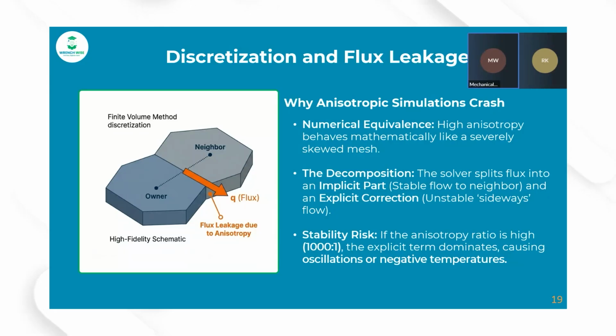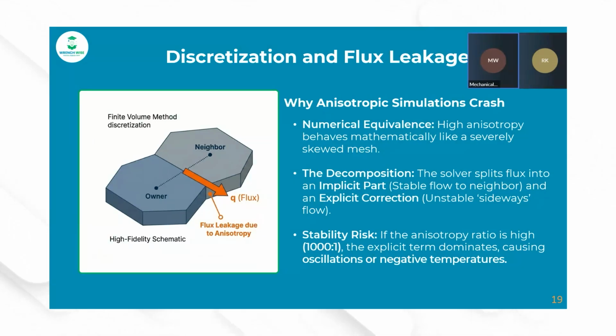So to calculate your heat flux between two neighboring cells here, the solver must perform a decomposition. It splits the flux into two distinct parts: an implicit and an explicit. The implicit part represents stable, predictable flow directly to the neighbor cell. The explicit part handles the sideways or off-axis flow caused by the anisotropic terms themselves. So there's always going to be some balance between these implicit and explicit terms.